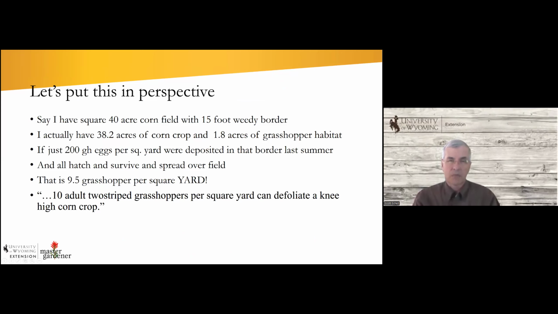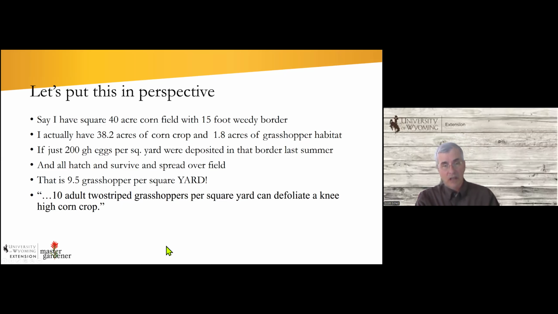So to put it in perspective, at least for me, say you have a 40-acre cornfield, and that's a relatively small field by today's standards, but it's a 40-acre irrigated cornfield, and you have a 15-foot border around it where you can turn your machinery around, or there's some area that you just can't cultivate easily. That's really like only having 38.2 acres of corn and 1.8 acres of grasshopper habitat. If you just have 200 grasshopper eggs per square yard in that border habitat, and they all hatch and survive and spread over the field, that's 9.5 grasshoppers per square yard.